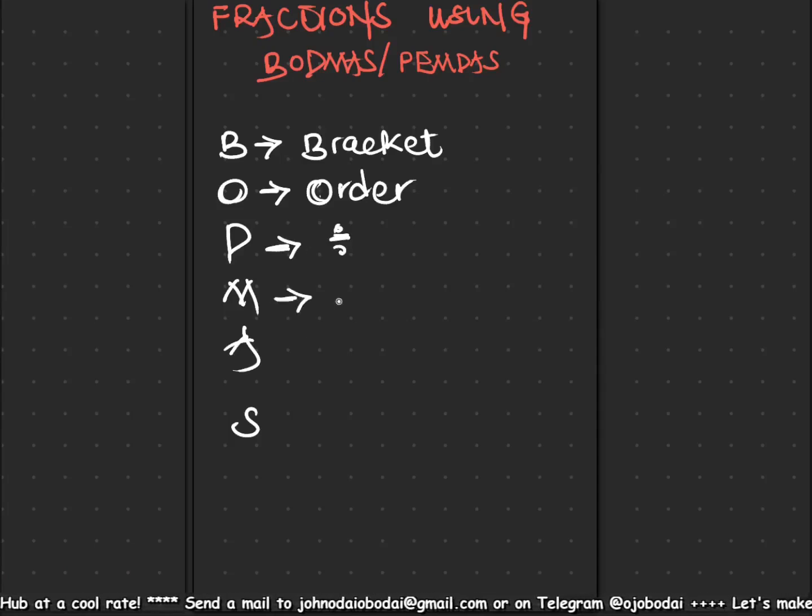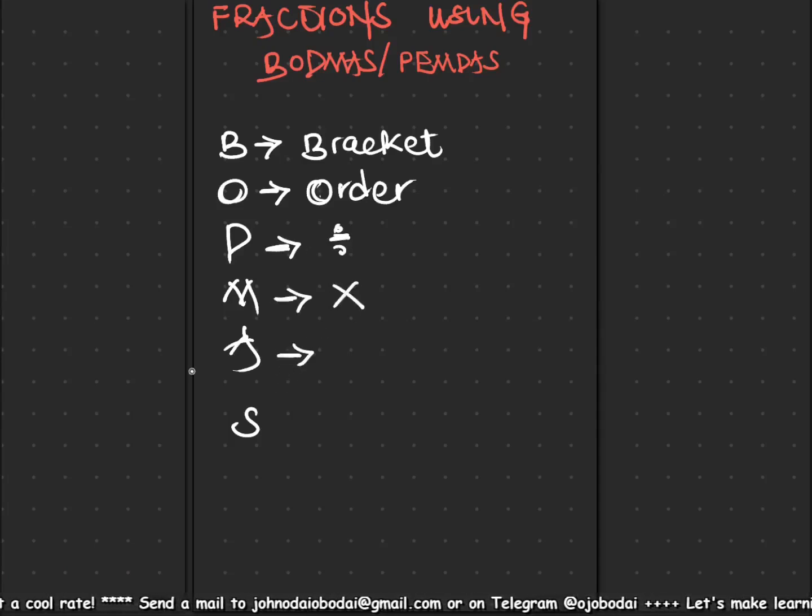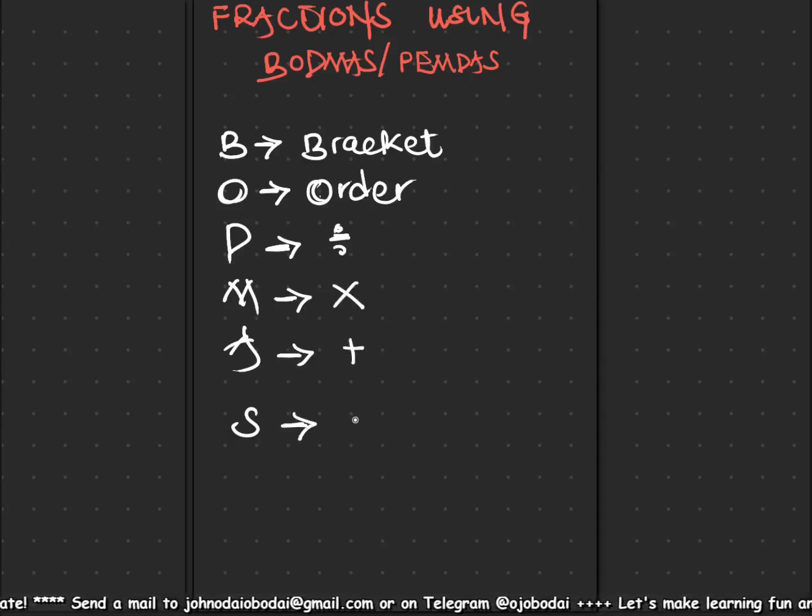Our M, as we know, is for multiplication. Our A is for addition. And the last thing we would want to do is to subtract. So let's solve for brackets first, come to the orders or the exponentials. We solve for our divisions and multiplication, and then we can now do our addition and the subtraction.